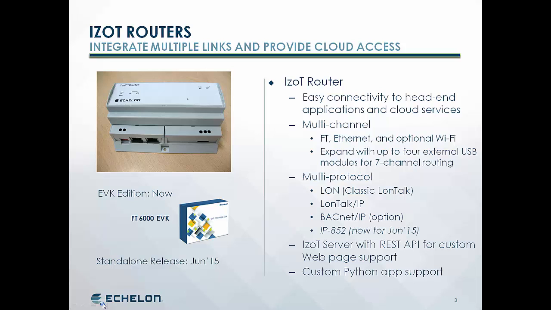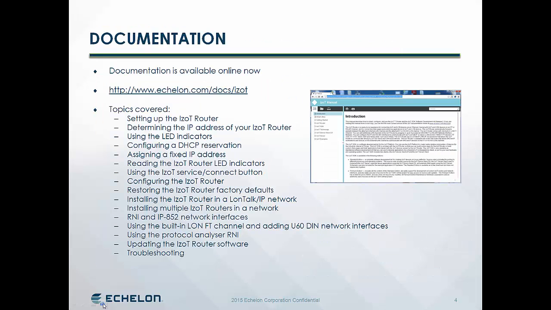In addition to the router functionality, they feature the IzoT server with a REST API that allows for custom web page creation. In addition, you can create custom applications in Python. There are 2 versions of the IzoT router, the EVK edition that is supplied with the FT6000 EVK, and the Standalone edition, which will be released in June 2015. Documentation for the IzoT router is available online as part of the wider IzoT documentation at www.echelon.com/docs/IzoT, and it covers a wide range of useful topics.